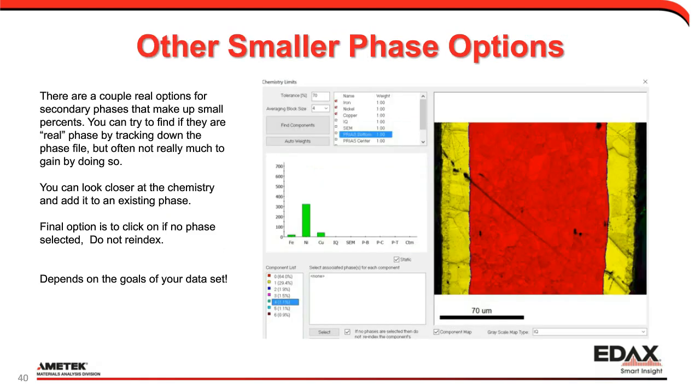Now again, for these smaller phases, there's a couple real options for getting rid of these. The thing you really have to make sure is, can I track down what I would call the real phase? So I can click on these secondary phases and see if they exist. Most of the time, are they real? Yeah. So here's an example. I've clicked on the neon green phase, and I can see that I have certain areas that are very high nickel. So I can go ahead and track down that nickel phase, and I can reindex using it.